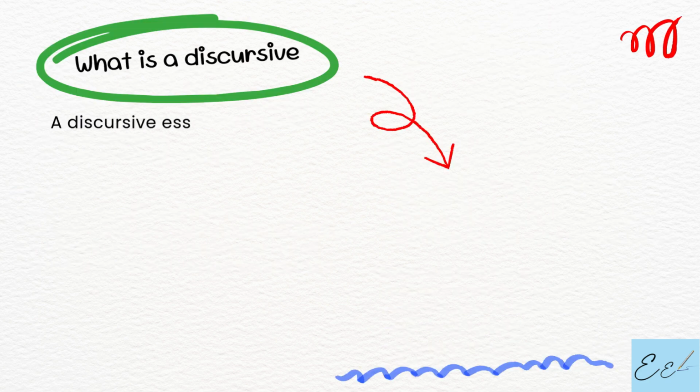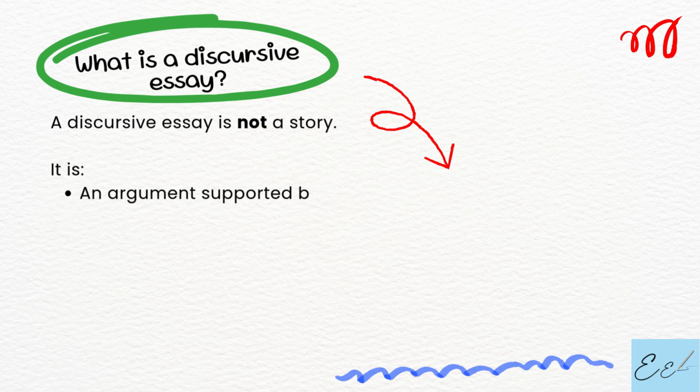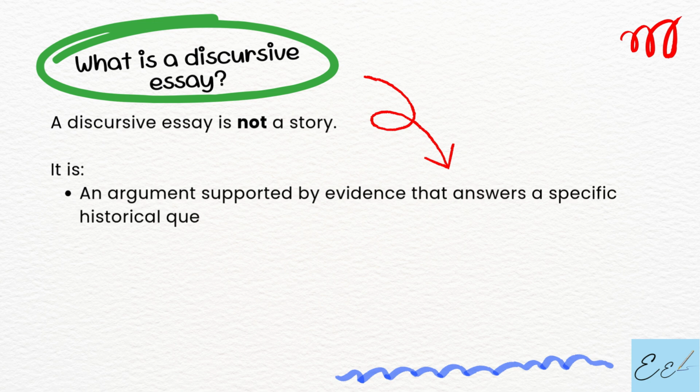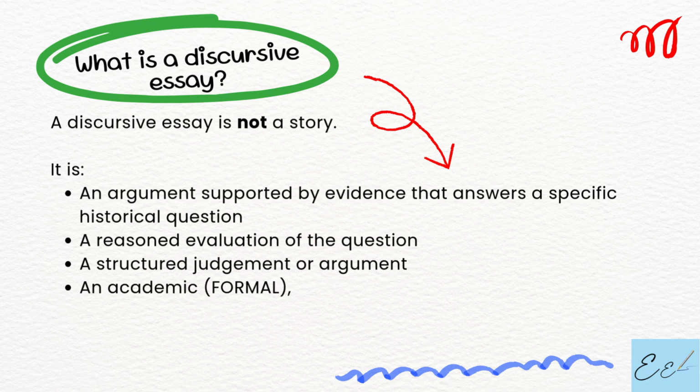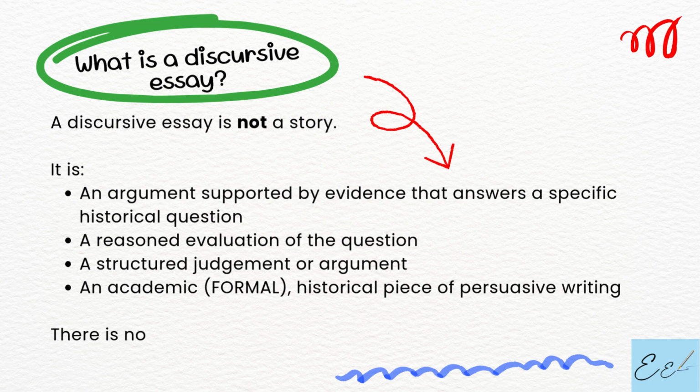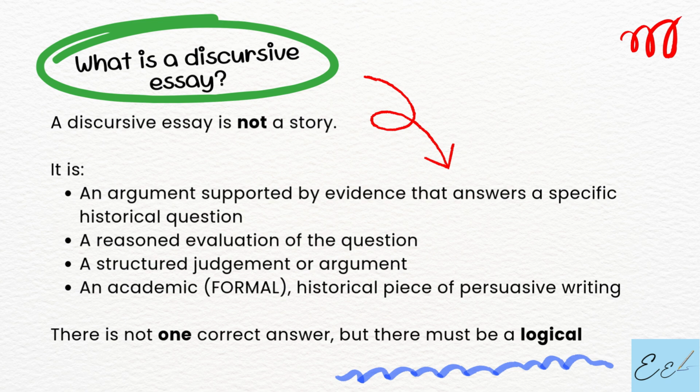So what is a discursive essay? Well, I'll start by saying it is not a story. You are not telling your marker what happened. It is an argument that is supported by evidence which answers a specific historical question, a reasoned evaluation of the question, a structured judgment or argument, this is our paragraphing that we're talking about, and an academic, which means formal, historical piece of persuasive writing. Importantly, there is not one correct answer, but there must be a logically sensible answer that you provide in your essay.